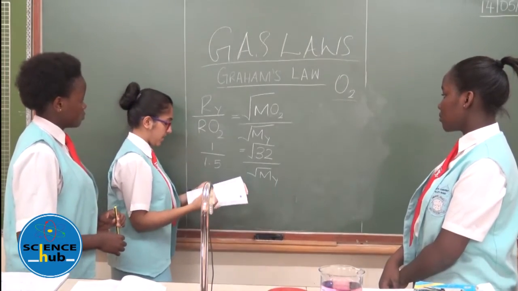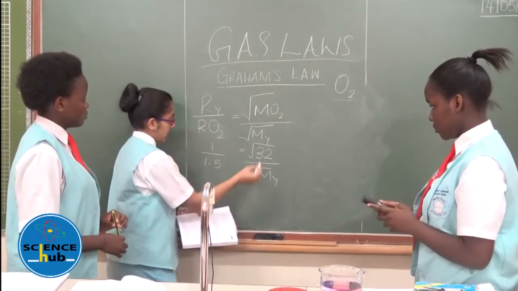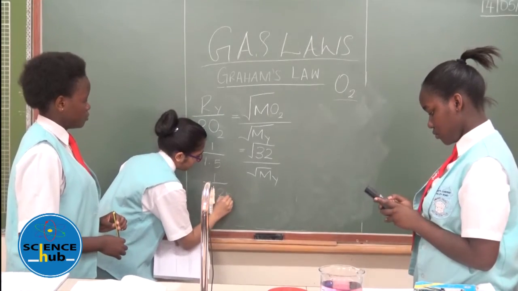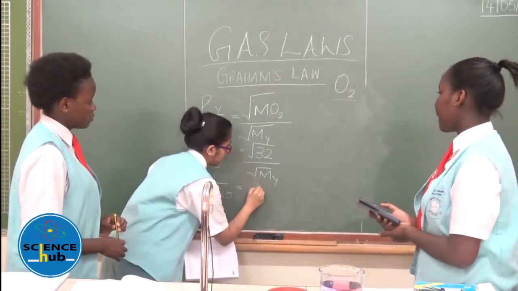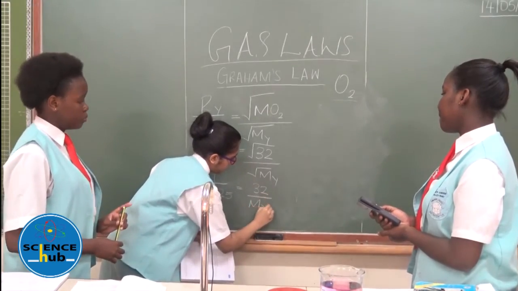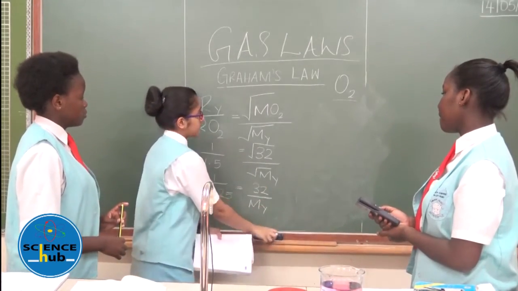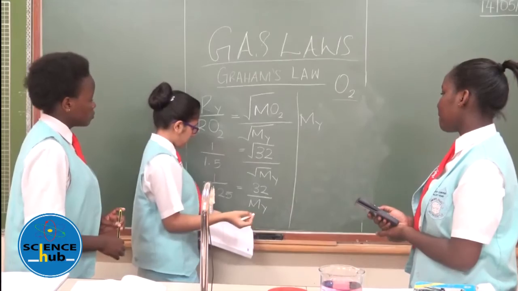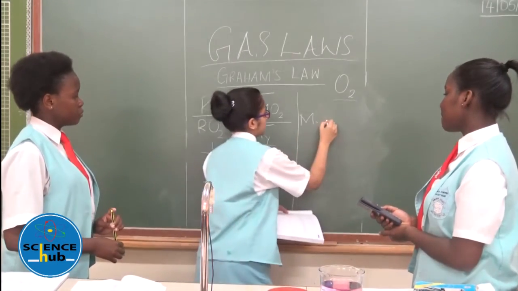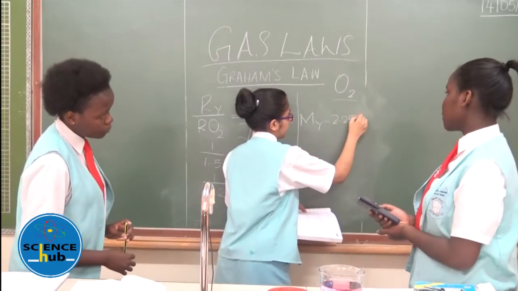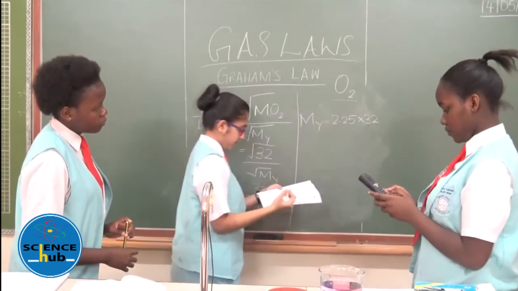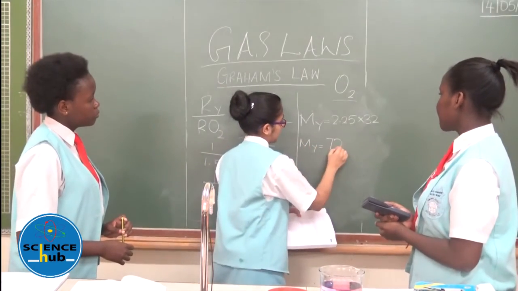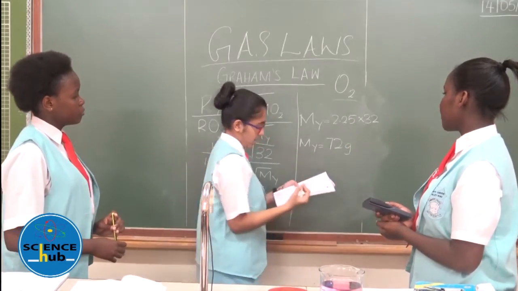Then we cross multiply. We square both sides to get rid of the square root sign. So this will become 1 over 2.25 is equal to 32 over My. So My is 2.25 times 32, which will give us 72 grams. So the molecular mass of gas Y is 72 grams.